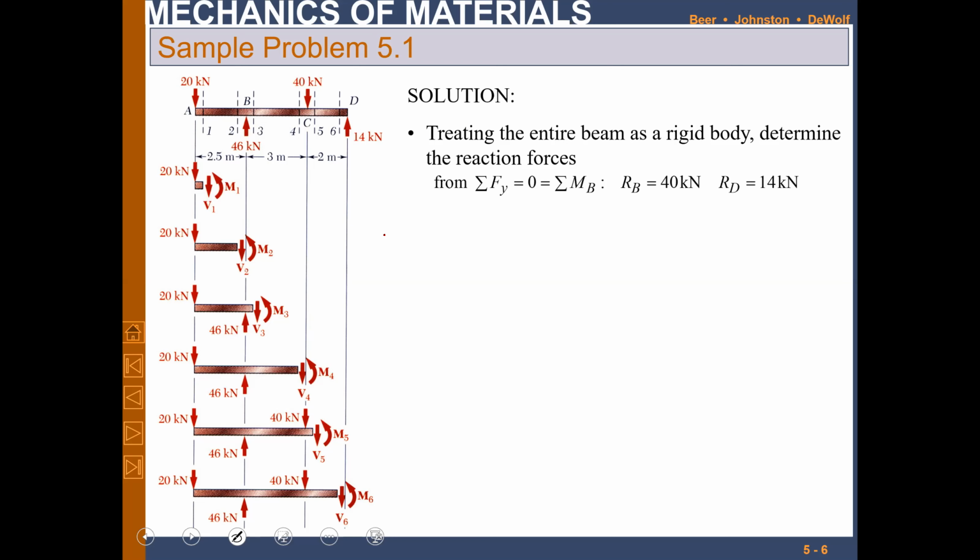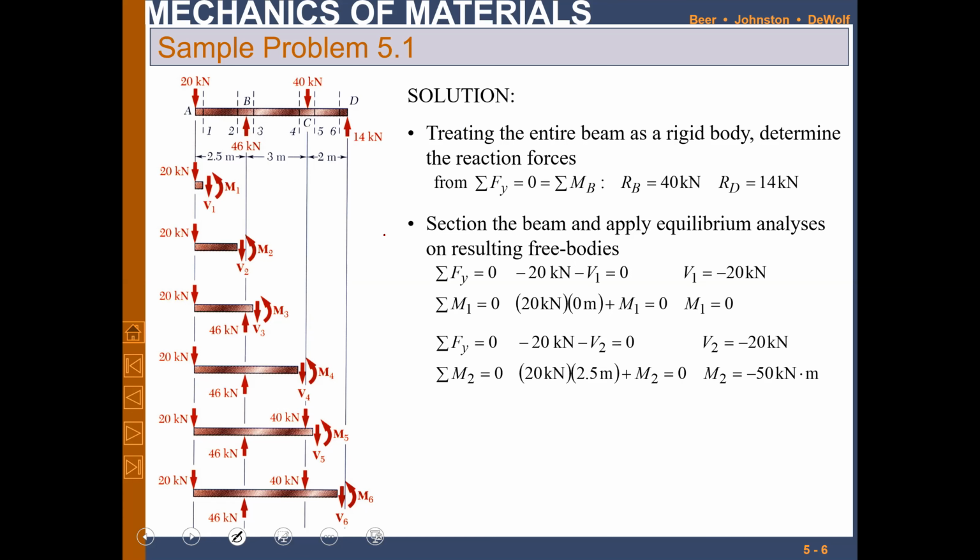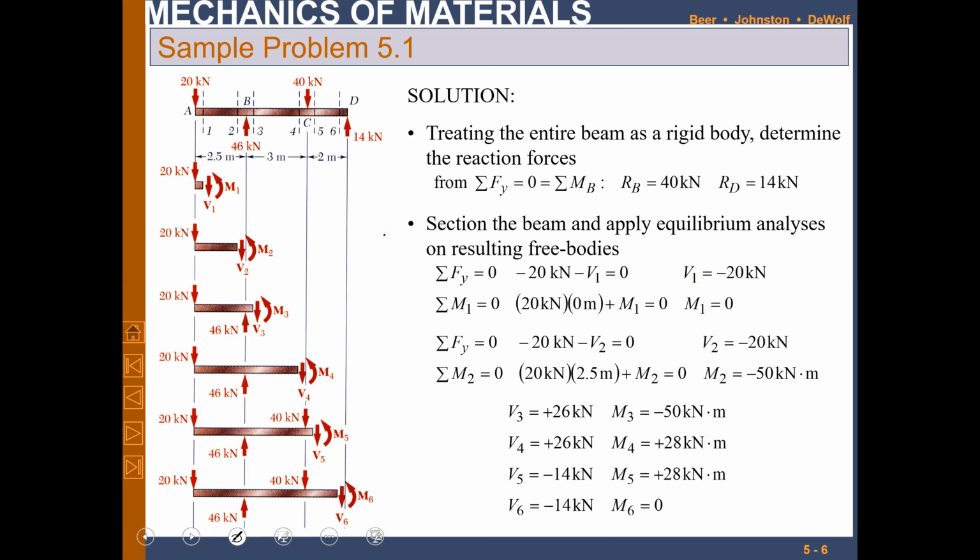Now we will try to take the sections, right? So section 1. Section 1 is this one, right? So this is the section 1. So I took this section 1. 20 kilonewton is applied at point A, and we are assuming positive shear and positive moment.